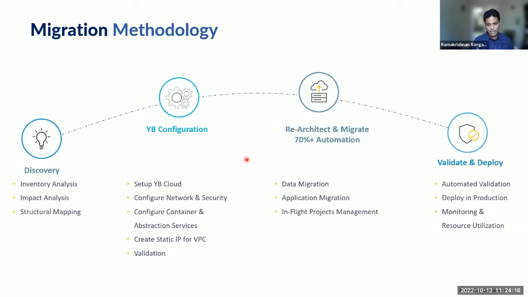So the mapping need not be one-to-one in terms of X data type here in the source data warehouse is Y data type in Yellowbrick. It can be much more complicated than that. And then we have this whole sizing and then setup of the Yellowbrick infrastructure itself on the cloud. And the third phase is the most important phase where the majority of the work is being done, which is actual migration, data structures, data, and the whole system.